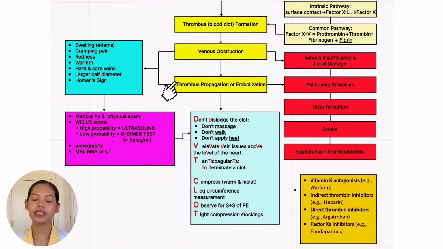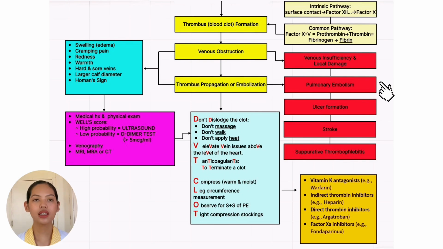So if DVT is not treated, the following complications can happen. First, we have venous insufficiency and local damage. This is when the veins in the legs cannot effectively return the blood back to the heart due to the damaged valves in the veins caused by venous obstruction. So as a result, blood flows backward and pools in the veins, causing local damage or swelling and skin changes. Next, we have a complication called pulmonary embolism.